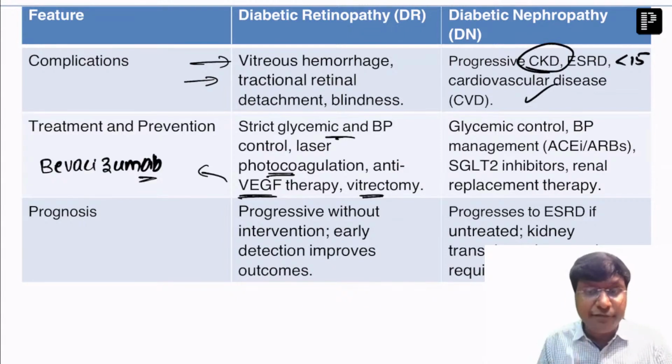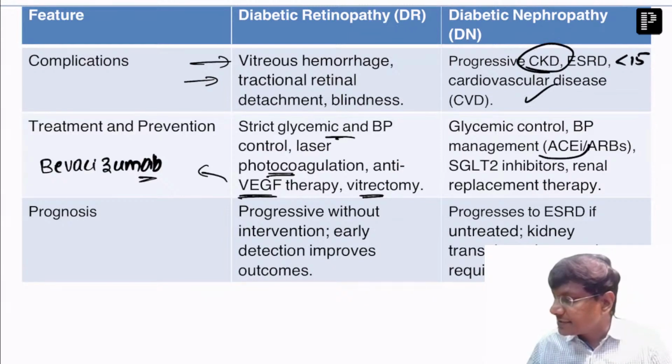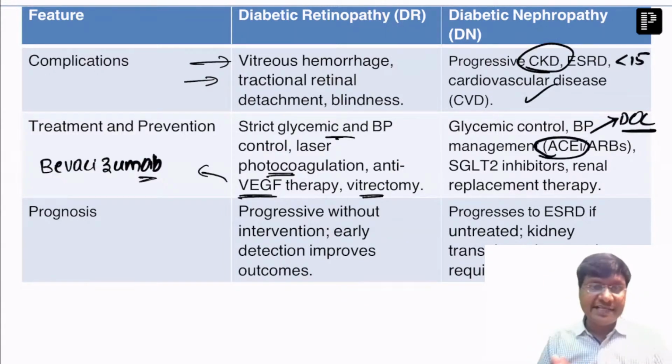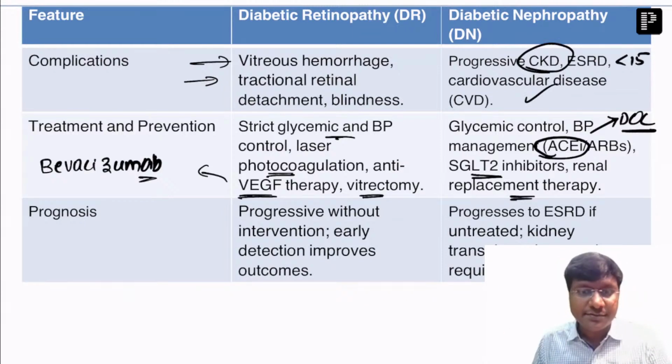Whereas in diabetic nephropathy, ACE inhibitors are considered the drug of choice. Why? Because ACE inhibitors cause efferent arteriolar dilatation and reduce the intraglomerular pressure, reducing the proteinuria. The other drugs which will prevent the progression of diabetic nephropathy will be SGLT2 inhibitors. And once the individual goes into end-stage renal disease, renal replacement therapy is required, right? And how will be the prognosis?